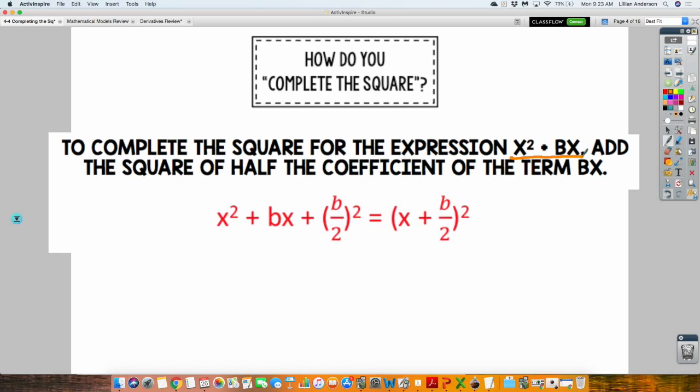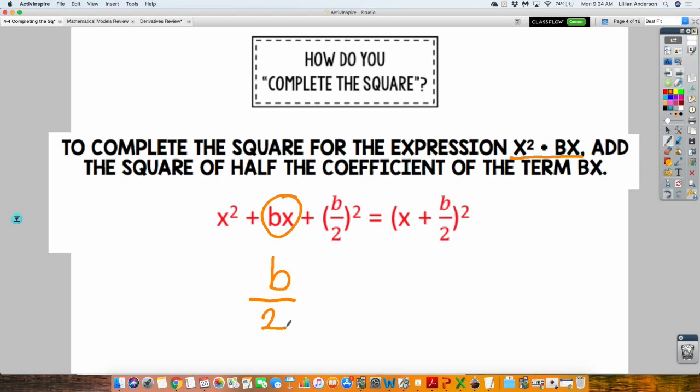You add the square of half the coefficient of the bx term. So in other words, take the coefficient of the bx term. What is a coefficient? It's next to a variable. So if I look at the bx term, what's next to the variable? B. So you have to take half of b and then you square it.